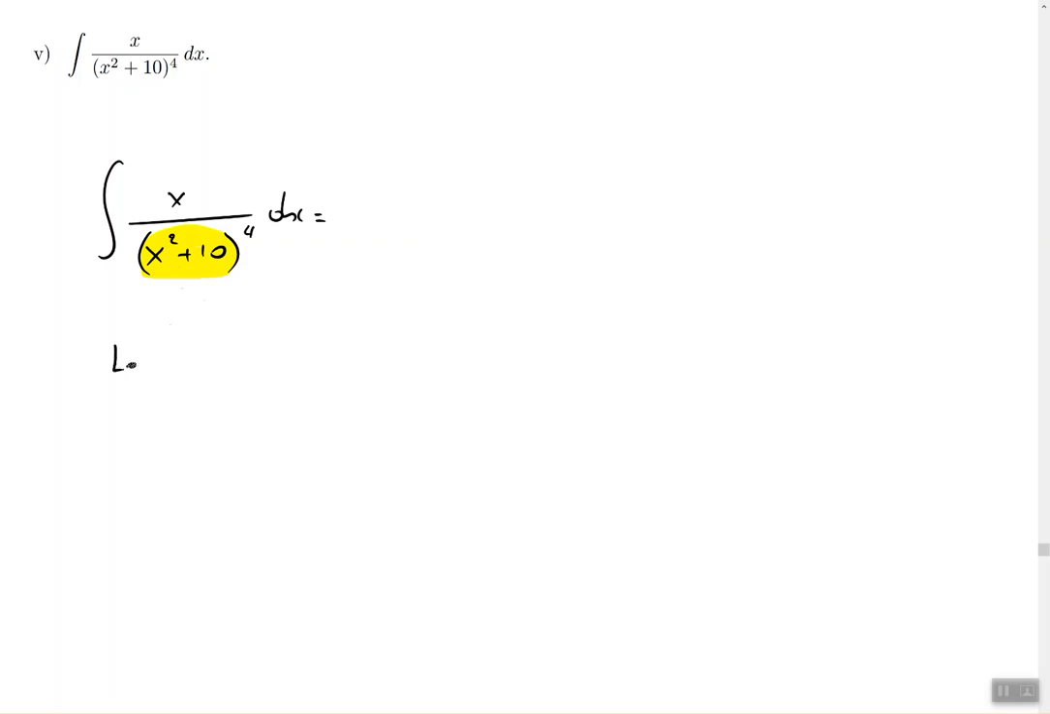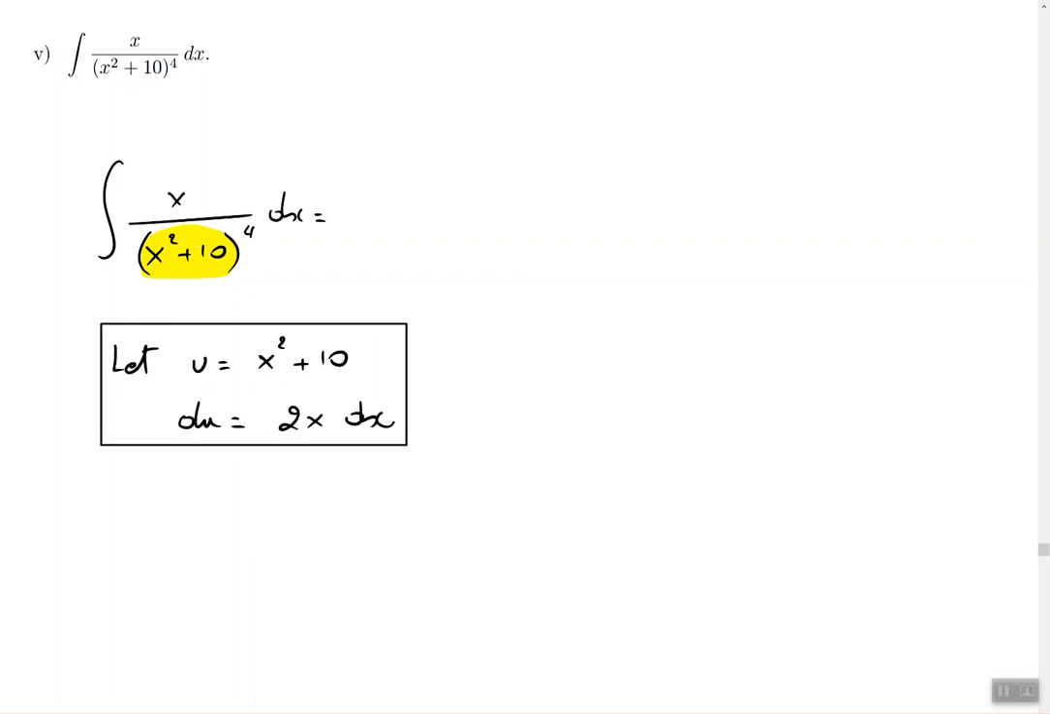So in this problem, I'm gonna make the u be the base, which is x squared plus 10. So then what would the derivative look like? What would the du be? The derivative of x squared plus 10 is going to be 2x dx. And that's my table that I need to do the problem. Keep in mind, in this problem, the 2 is right there, but it's missing from the numerator.